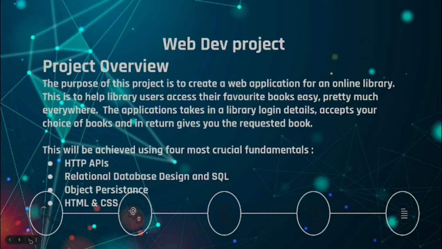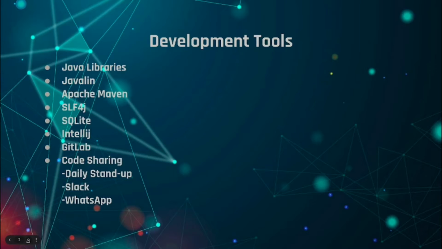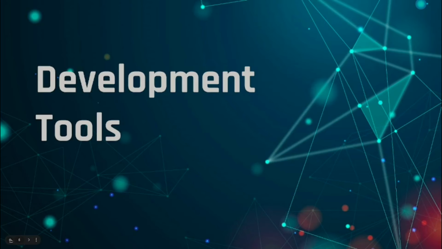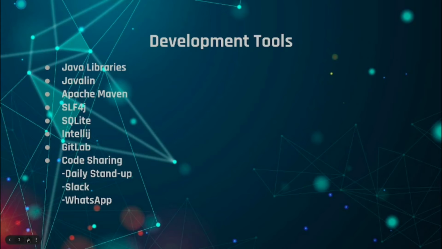Now we'll go right into the development tools that we have used. In the development tools, I'll be talking a little bit more about what we used, how we used it, and why we used it. So we have a few lists here. We have Java libraries that help make our life easier. It makes it easier for us to program. We don't have to go look up things. You can just import your libraries and things will be much easier for you.